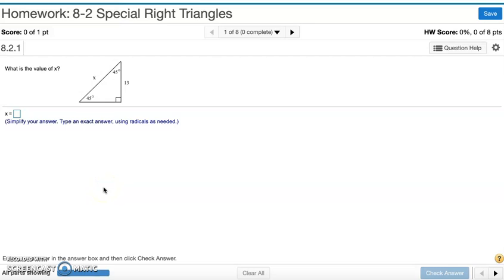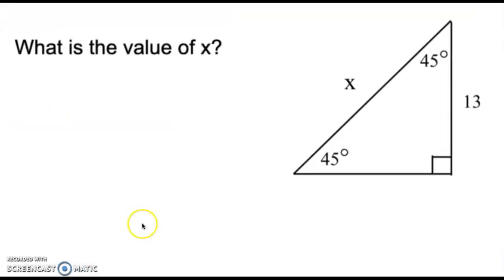8.2. Special right triangles. Number 1. What is the value of x? So let's take a look at it. So this is a 45, 45, 90 triangle, named after the angles.